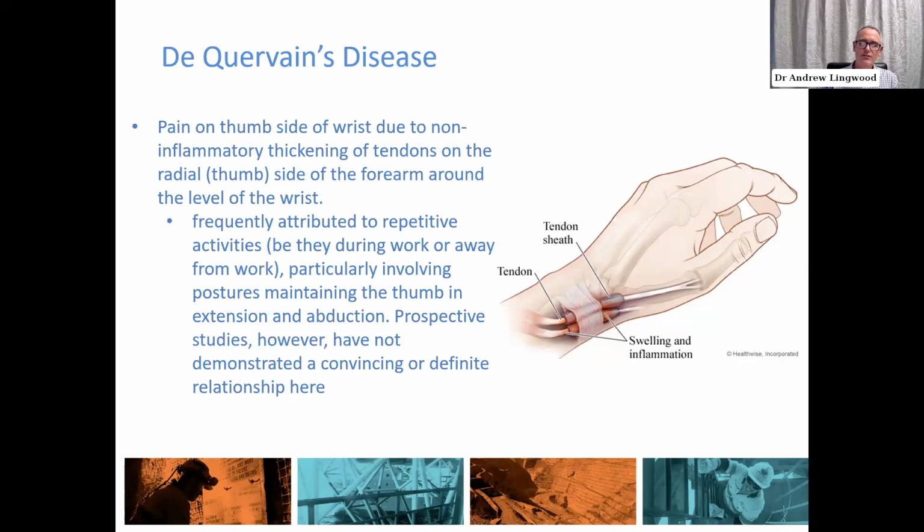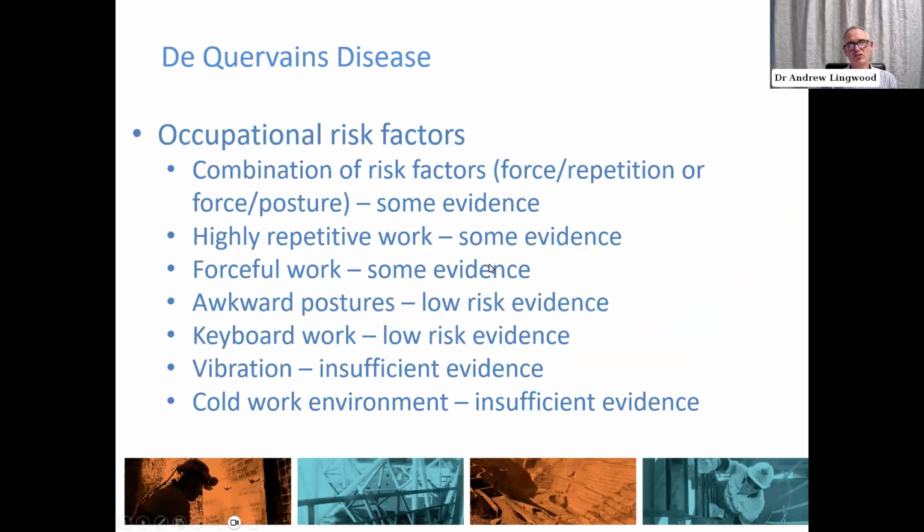It is a condition which is fairly frequently attributed to repetitive activities, again, be they at work or away from work, particularly postures involving maintaining the thumb in extension or abduction, so these movements. But when we're trying to do prospective studies on this, there's not really a clear or definitive relationship. In terms of the things that we think might be associated with this condition, if we've got a combination of risk factors, so if a person is performing forceful, repetitive tasks in awkward postures, there is some evidence for that.